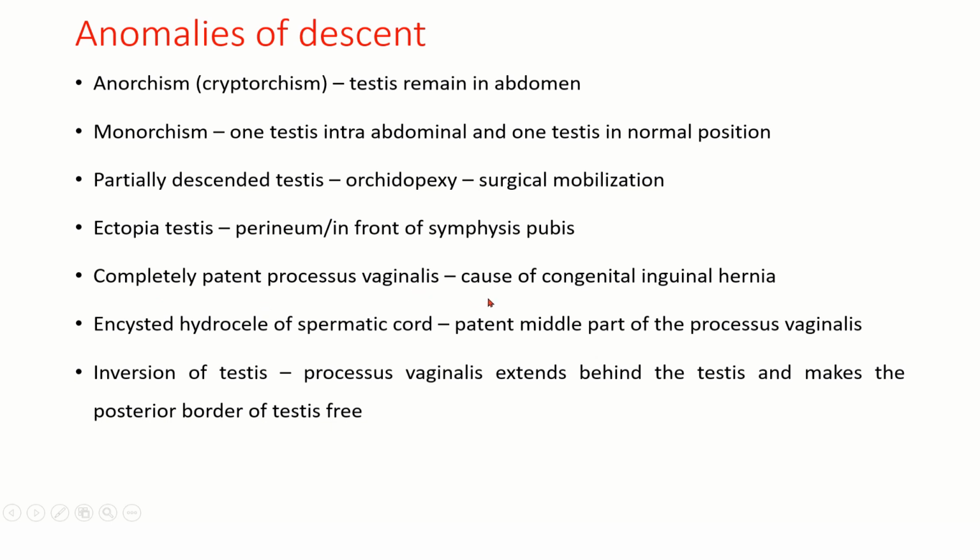Completely patent processus vaginalis is a cause of congenital inguinal hernia. Encysted hydrocele of the spermatic cord can occur where the patent middle part of the processus vaginalis is seen. Inversion of testis: the processus vaginalis extends behind the testis and makes the posterior border of the testis free.